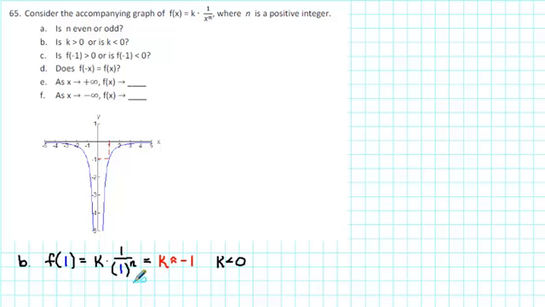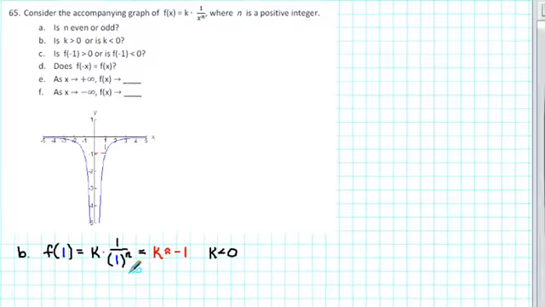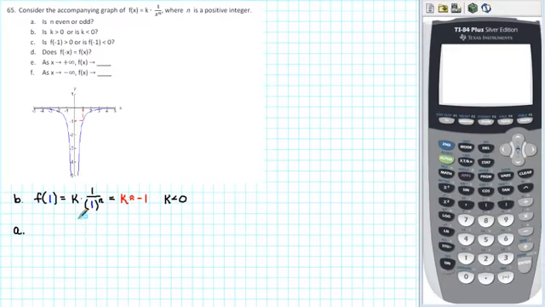Now let's go back to part A and see if we can determine whether n is even or odd. Let's use our calculator to explore. First of all, we'll go to y equals, and we'll enter our function k times 1 over x to the n. Use the alpha key to enter k and n. Once you've entered k times 1 over x raised to the n, then go to the home screen by pressing second and then mode.